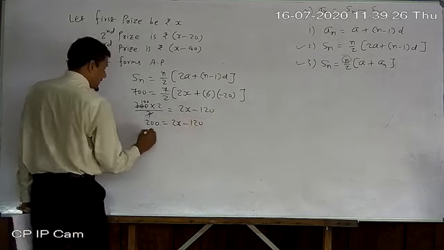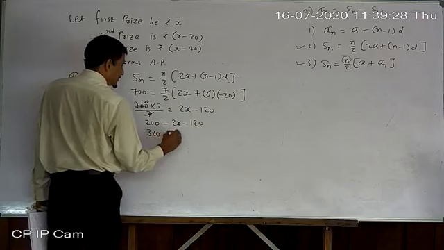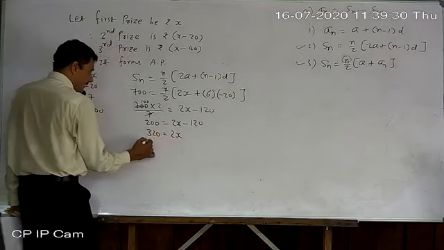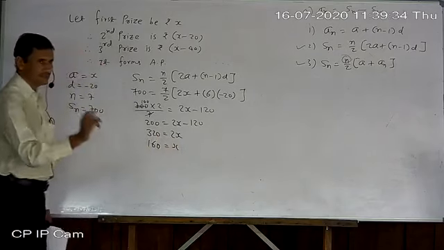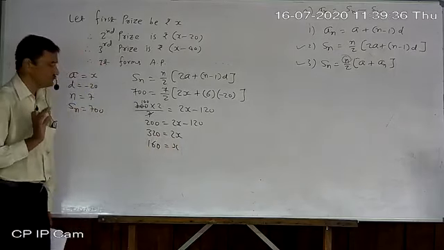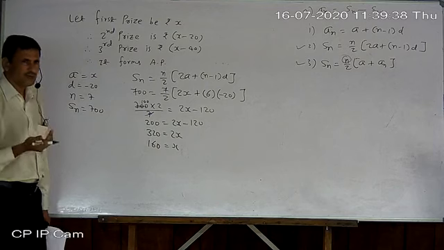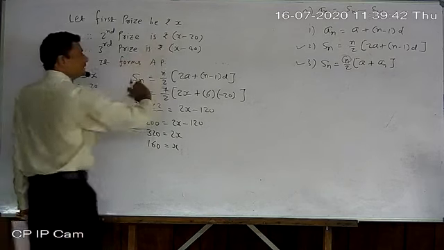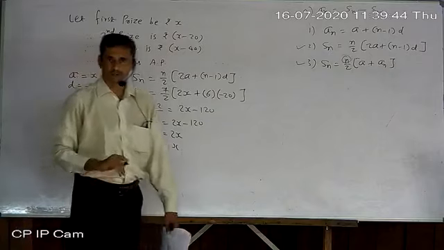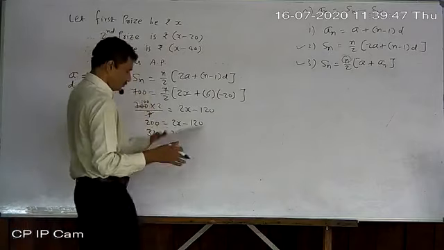120 plus, so 320 equal to 2x. Divide by 2, so 160 equal to x. So you got first price is 160. So now we can write all prices. Obviously, reduce by 20, 20, 20. Okay. So now write the whole answer, all 6.